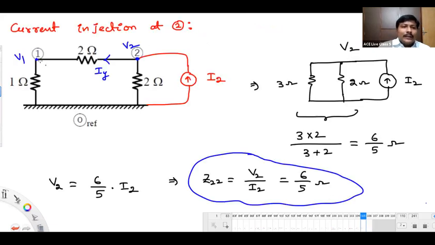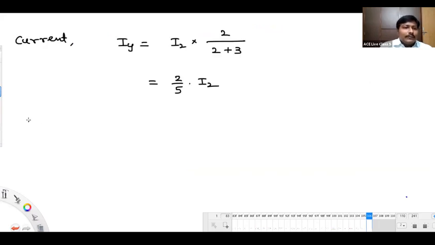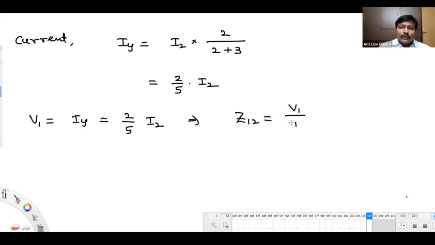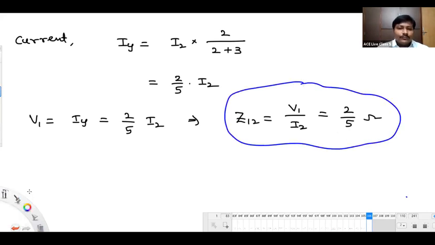Next thing. What is V1? V1 is nothing but 1 into IY. This is the resistance value of 1 ohm into current IY. So V1 is equal to IY into 1, simply IY, which is 2 by 5 times of I2. And you can write Z12 from this as V1 by I2, which is 2 by 5 ohms. That's what I said earlier. Earlier we got Z21 as 2 by 5, and Z12 also comes to be 2 by 5 ohms. Clear?